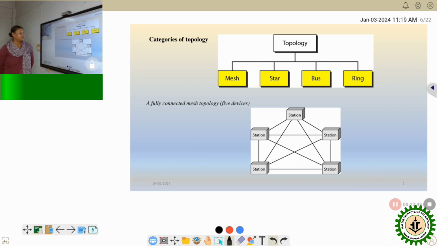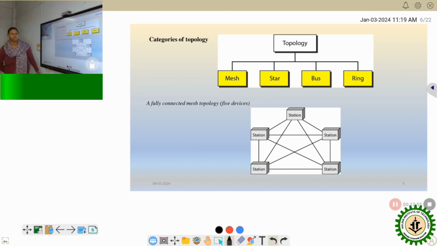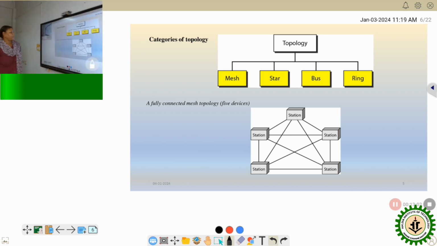First one is the mesh topology, then star, then bus, then ring. These are the 4 common topologies. Besides this, there are tree topology, hybrid topology, all are present. So common topologies are mesh, star, bus and ring. So first start with a diagram that shows the mesh topology.